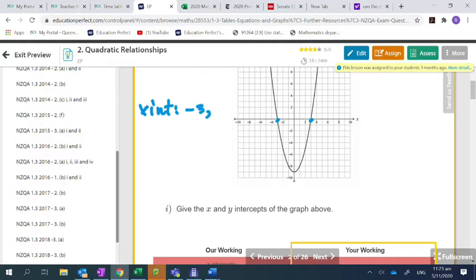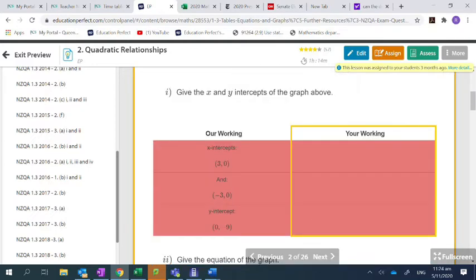-3 and +3. Then, it wants us the y-intercept. The y-intercept is where it's crossing the y-axis. That's down here at, what is that? -9. Careful, it's down at the bottom, so it's -9. Okay? So just reading numbers off the graph is all you have to do for that one. Okay? So there you go.